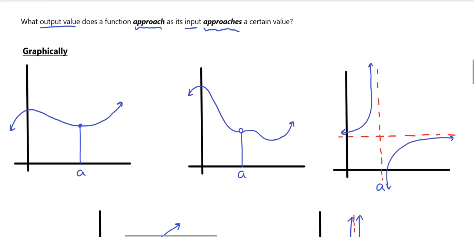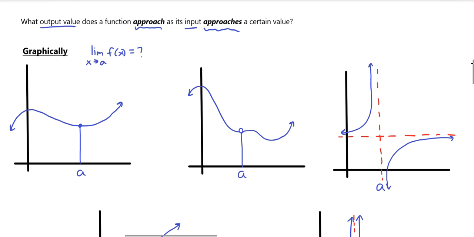We are not concerned about what the actual y value is at that point. We're concerned about what the function is approaching, what it's getting closer and closer and closer to. So let's go ahead and take a look at some of these graphs. For each of these graphs, suppose the function being graphed is called f of x. We want to find what the limit as x approaches a of f of x equals.